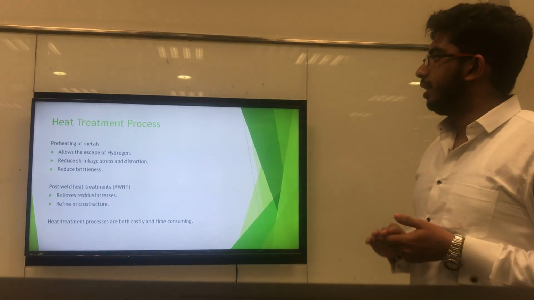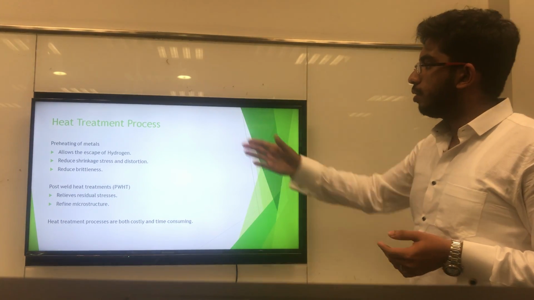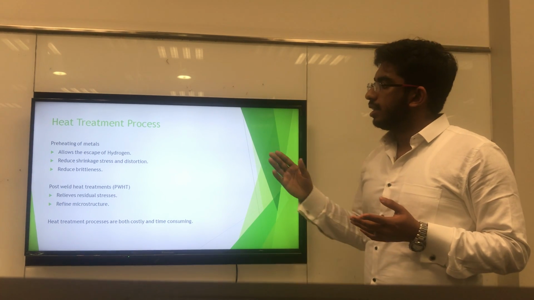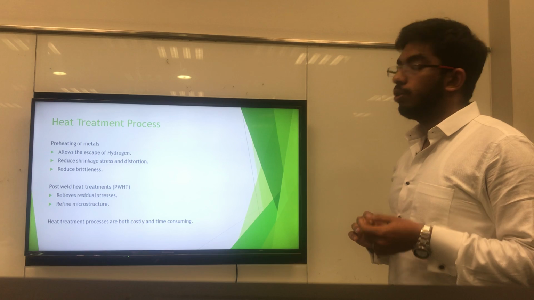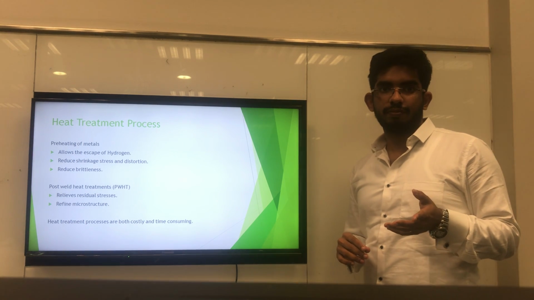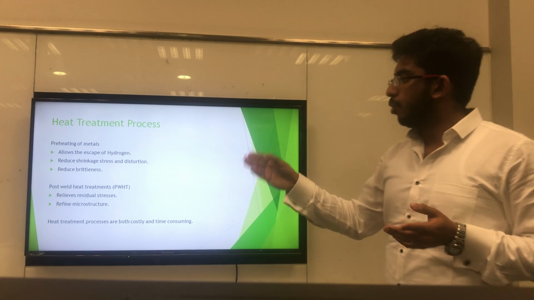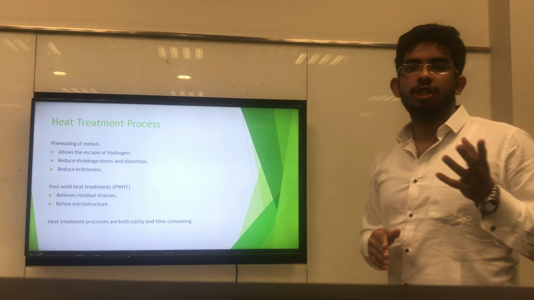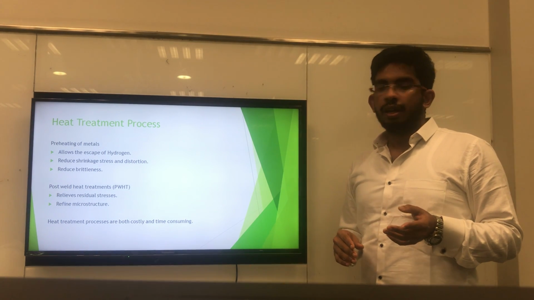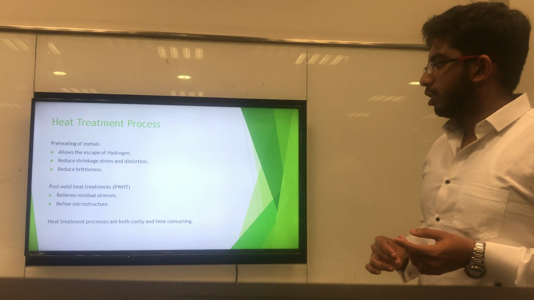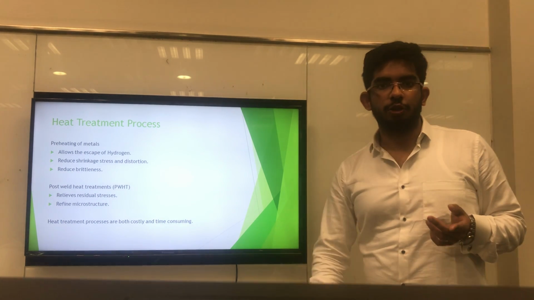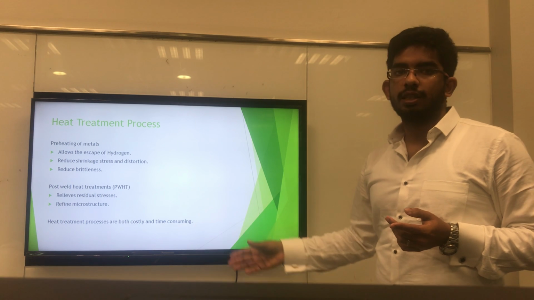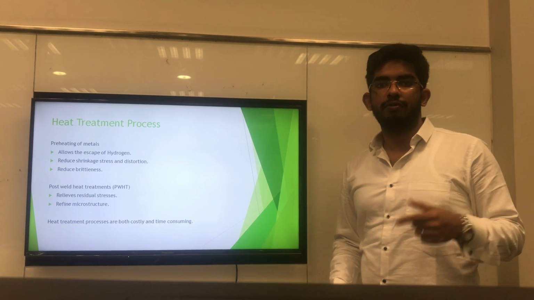It can be reduced using heat treatment processes. The first one is the preheating process. It can aid in the escape of hydrogen and also reduce the stress. Whereas post-weld heat treatment is used to relieve the residual stresses. It can also refine the microstructure of the welded joints. But it is a time-consuming as well as a costly process, since it is separate from the building process.